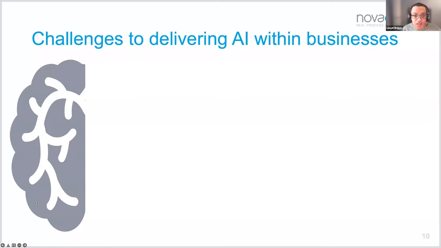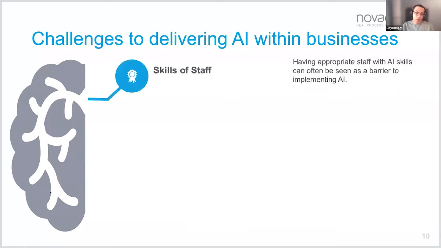So what are the challenges to delivering AI within a business? There are various challenges, and one of them is quite simply the staff and the skills of the staff in your business. Do they understand what AI is? Can they implement it? What does it mean for them? Do they need training? How do you go from having zero AI to having AI when no one in your business has any skills? That can be seen as a barrier to implementing AI.